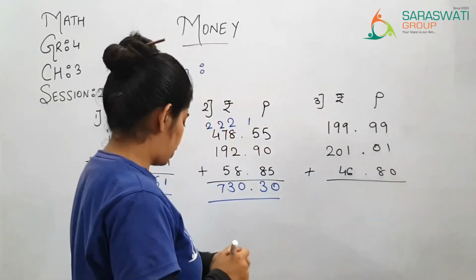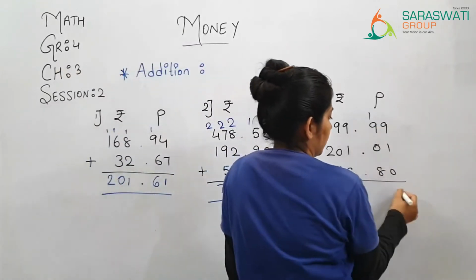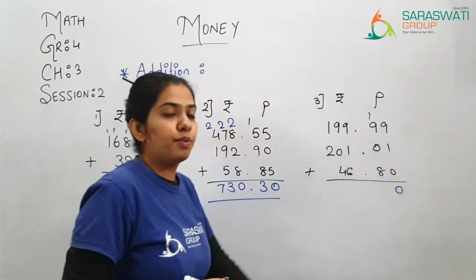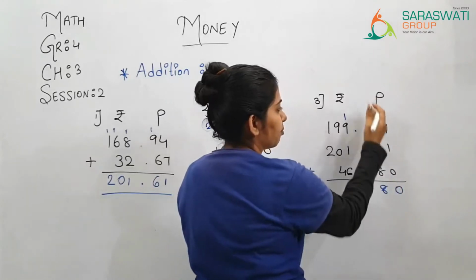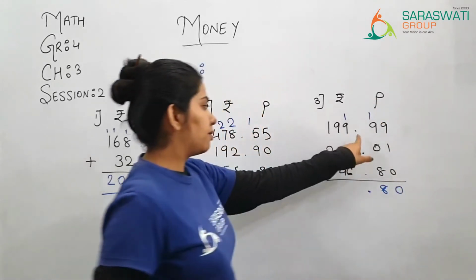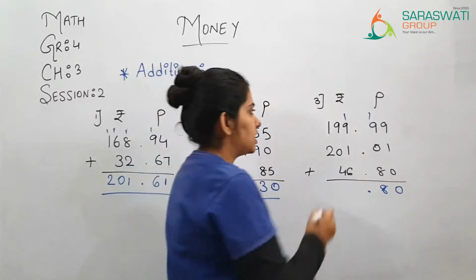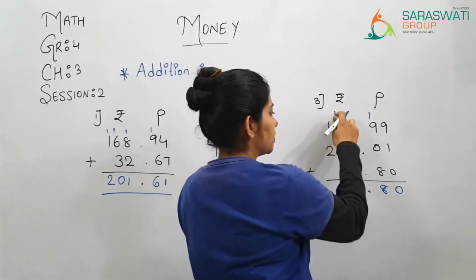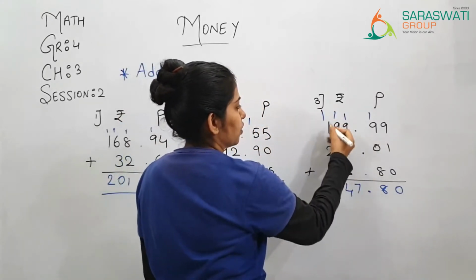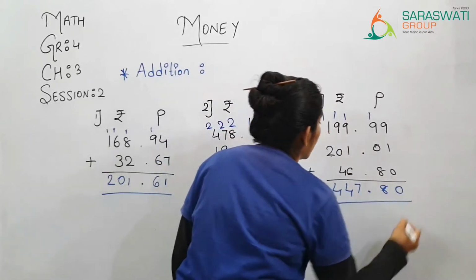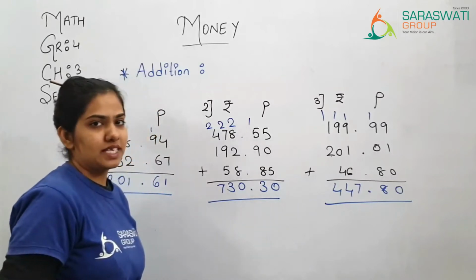Now again we are supposed to add over here. 9 plus 1, 10. 9 plus 1, 10 plus 8, 18. So 1 and 8 over here, completed this part, point. 9 plus 1, 10 plus 1, 11 plus 6, 17. 9 plus 1, 10 plus 4, 14. 2 plus 1, 3 plus 1, 4. So our answer is 447 rupees and 80 paise.